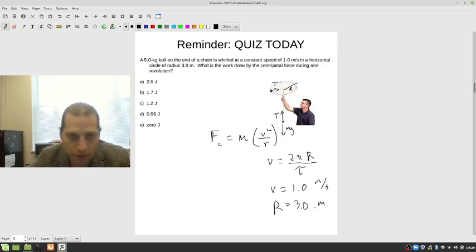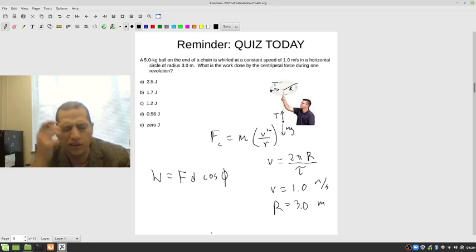What is our equation for the work? The work is going to be the force times the displacement times the cosine of the angle between them. So what is the angle between the force and the displacement in this type of problem? I'm pausing because I want you to try to think about this. If you want, you can always pause these videos and see if you can figure out the answer for yourself.